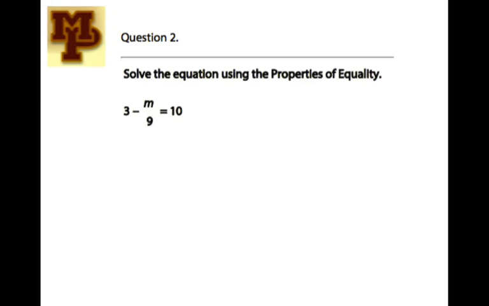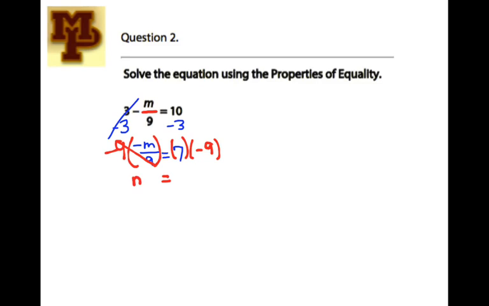Okay, question number 2, that should have a little bar underneath it, just right here. So now if we want to get the m by itself, what we would do is we would actually get rid of the 3, so we got to subtract 3. Those cancel out, so that would leave us with negative m over 9. And we have 10 minus 3, which is 7. And then we want to get rid of the 9 on the bottom and the negative sign, really. So we're going to multiply by negative 9. So on both sides, multiply by negative 9. So the 9's cancel out, and then the two negatives, a negative times a negative is a positive, so that's just m. And then this would be negative 63.